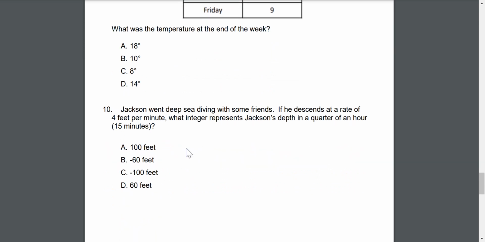Number 10. Jackson went deep sea diving with some friends. If he descends at a rate of 4 feet per minute, what integer represents Jackson's depth in a quarter of an hour? 15 minutes. A, 100 feet. B, -60 feet. C, -100 feet. D, 60 feet.